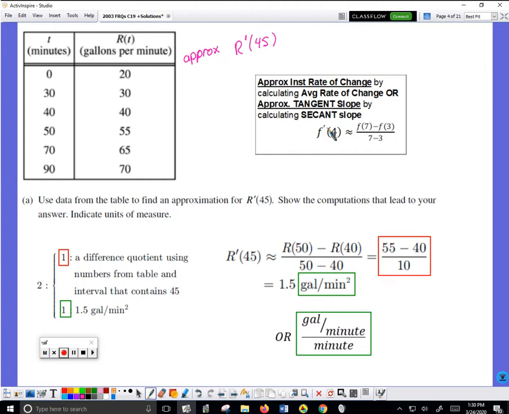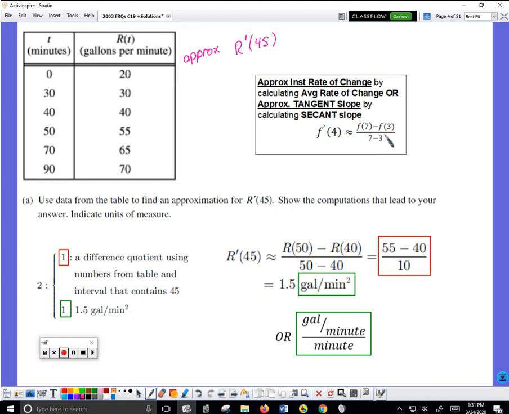Said that kind of fast. One more time. Average rate of change means the same thing as secant slope. Instantaneous rate of change means the same thing as tangent slope. This symbol represents tangent slope. This is how I calculate secant slope. So this represents the instantaneous rate of change of F at time equal 4. This is how you calculate the average rate of change of F between time 7 and time 3.